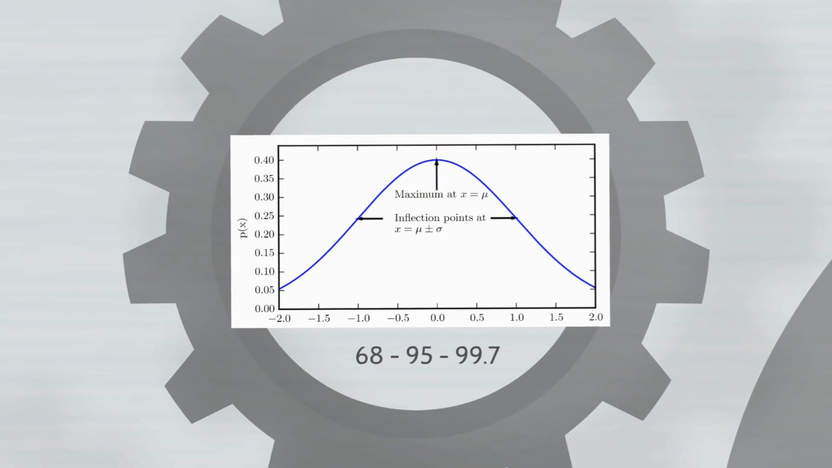So let's take a look at what this looks like. As I mentioned, you have the maximum at x equals mu, and then inflection points are going to occur at x equals mu plus or minus sigma. And if you've dealt with Gaussian or normal distributions at all, you might hear the 68, 95, 99.7 rule. This rule means that 68% of the data is going to be contained within one standard deviation of the mean, or mu. 95% of the data is going to be contained within two standard deviations. And then 99.7% of the data is contained within three standard deviations from the mean. So that's the 68, 95, 99.7 rule.